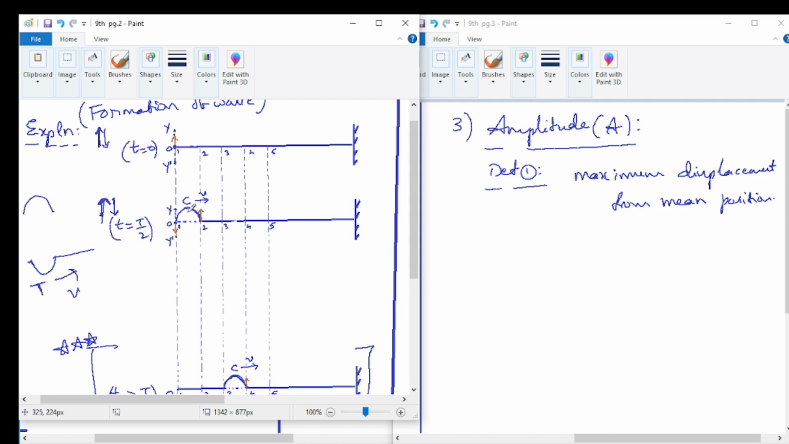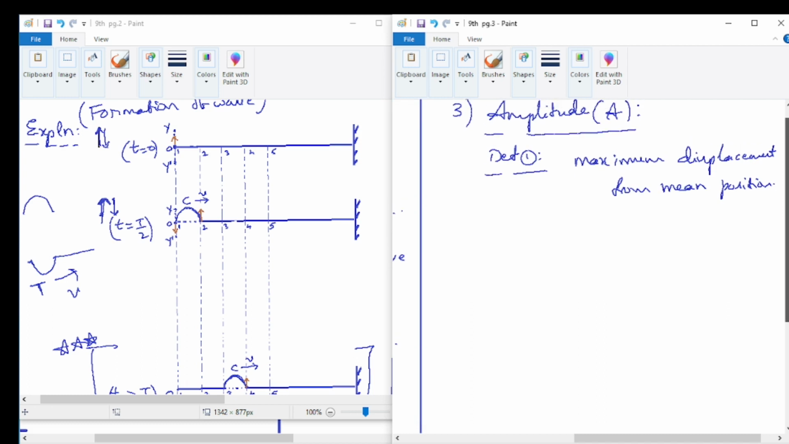Due to this reason, it can be shown that the amplitude will be the same for all the particles. And what is the amplitude of each vibrating particle? It is nothing but the width of the crest, the vertical width. This direction is usually called vertical, this is horizontal. The vertical or perpendicular width of the crest itself is the amplitude of the wave.